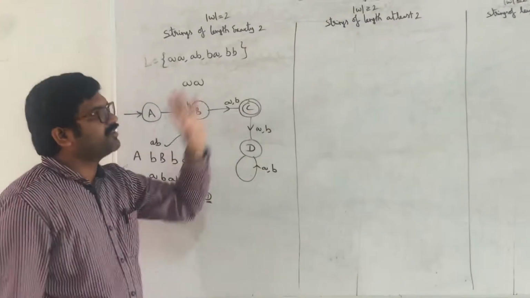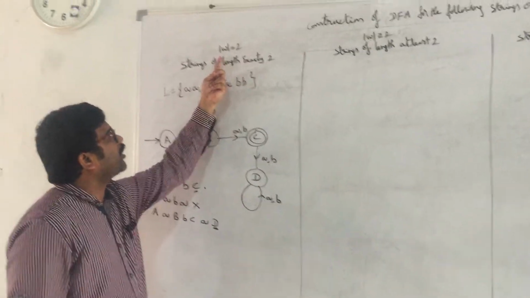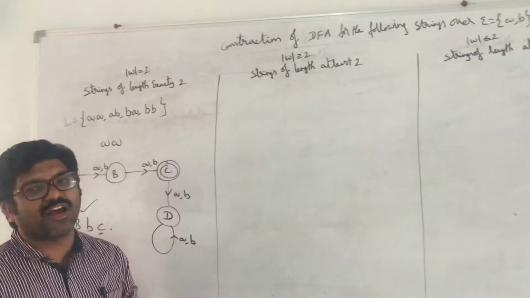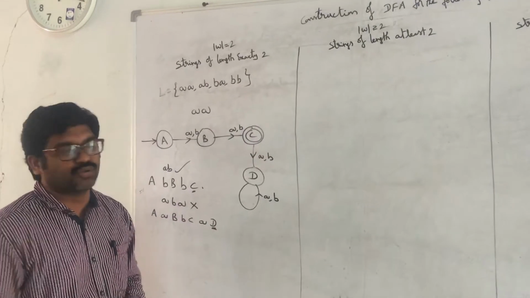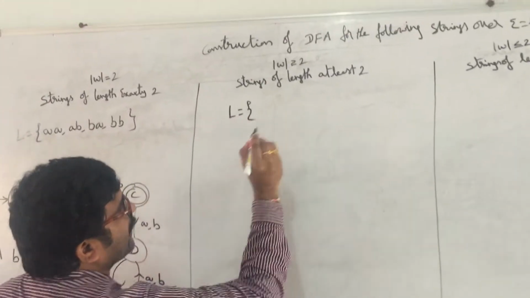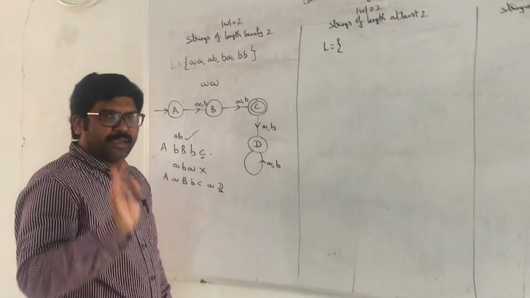Strings of length at least 2. What does it mean? String of exactly 2 is what I wrote as modulus of W equals 2. Now modulus of W greater than or equal to 2 means strings of length at least 2. So just write the language first: strings of length at least 2. At least 2 means the minimum is 2.